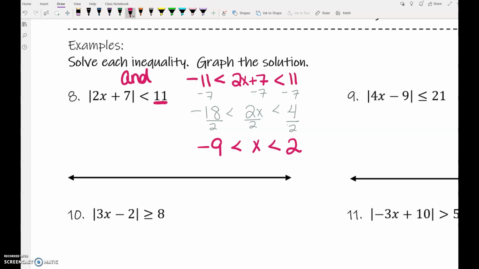Good so far? And these are the ones that are really easy to graph. There's the -9, there's the 2. Open circles or closed circles? Open circles, and inequalities we shade in between.